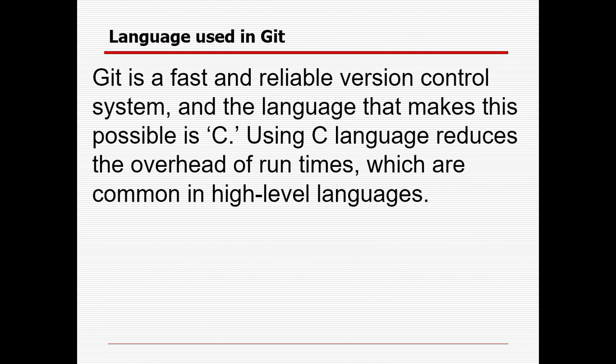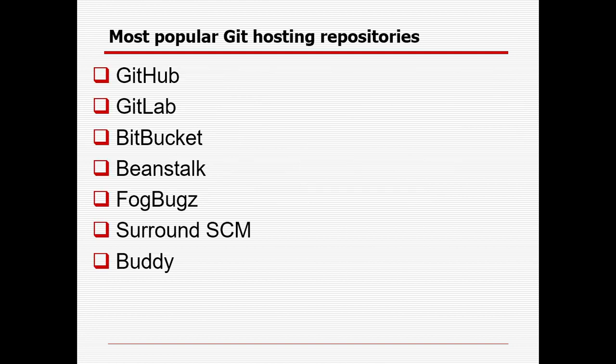What is the language used in Git for development purposes? Git is a fast and reliable version control system, and the language that makes this possible is C. Using the C language reduces the runtime overhead which is common in high-level languages. The most popular Git hosting repositories, where you will be interacting with Git, are GitHub, GitLab, Bitbucket, Beanstalk, FogBugz, Surround SCM, and so on. These are the popular Git hosting repositories.